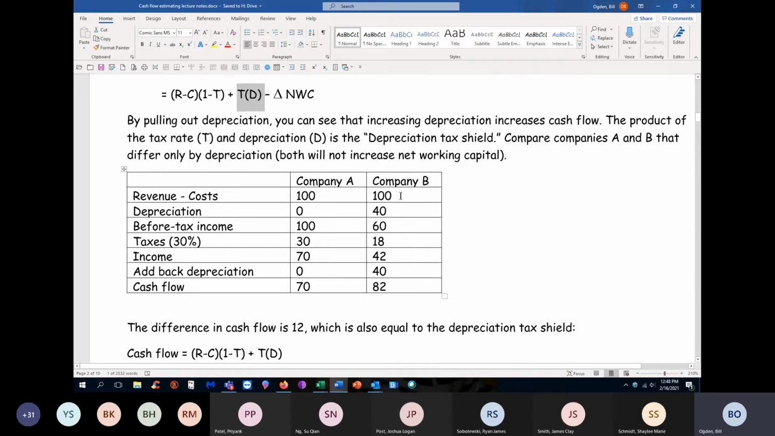So I have company A, company B, they're identical when it comes to revenues minus costs. Company A has no depreciation, company B is 40. So we get our pre-tax income. This one's 100, this one's 60. Taxes at 30%, this one takes out 30, leaves income of 70. This one takes out 18, leaves income of 42.